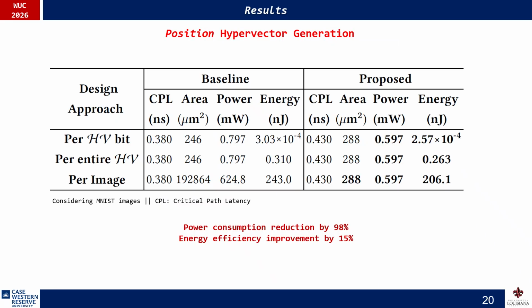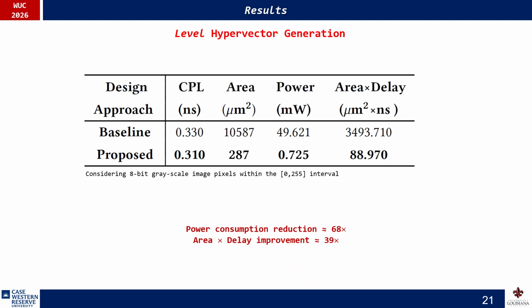Here are the results for the position hypervector generation, comparing the baseline design and our proposed quasi-random based deterministic design. The power consumption reduction is 98%, and the energy efficiency improvement is 15%. When we look at the level hypervector generation cost, using unary computing, we improve power consumption by up to 68 times in terms of reduction, and we also have area delay improvement of up to 39 times.